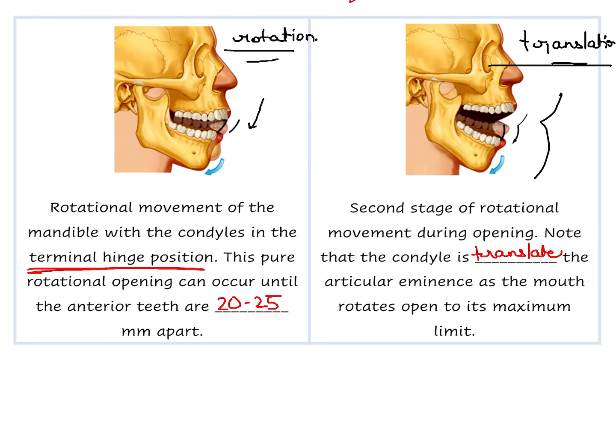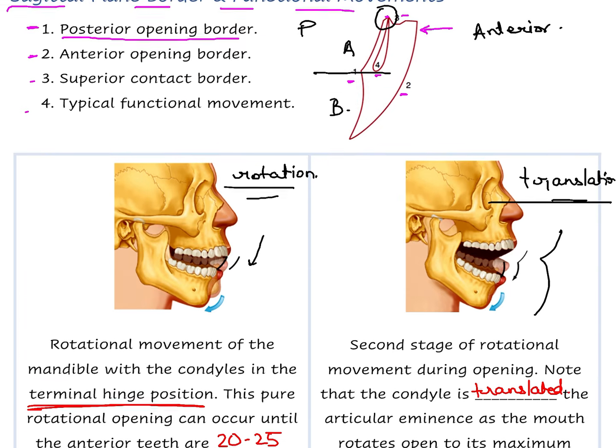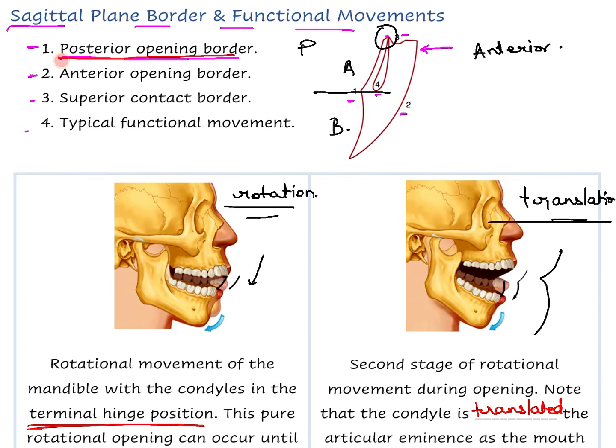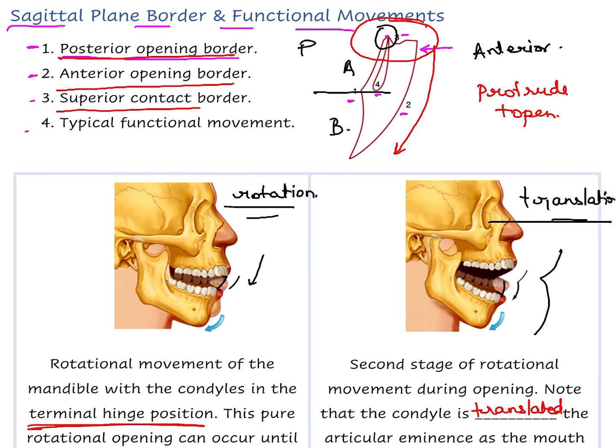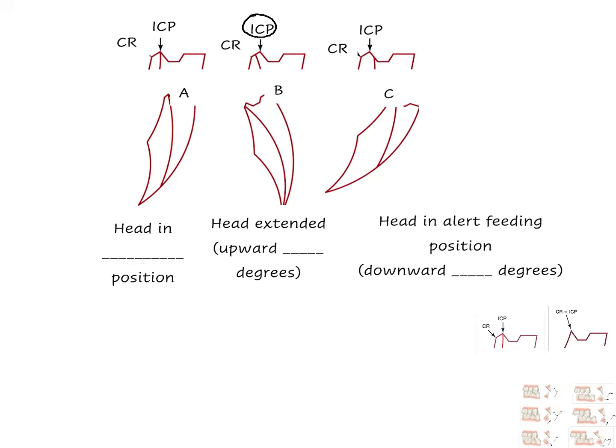So this is translation on further mouth opening. This is number 1, the anterior opening border. In the front, when you protrude your jaw and open, there is only one single translational border movement. There is no rotation involved. Superior contact border is this segment, which we are going to discuss in a little bit of detail.